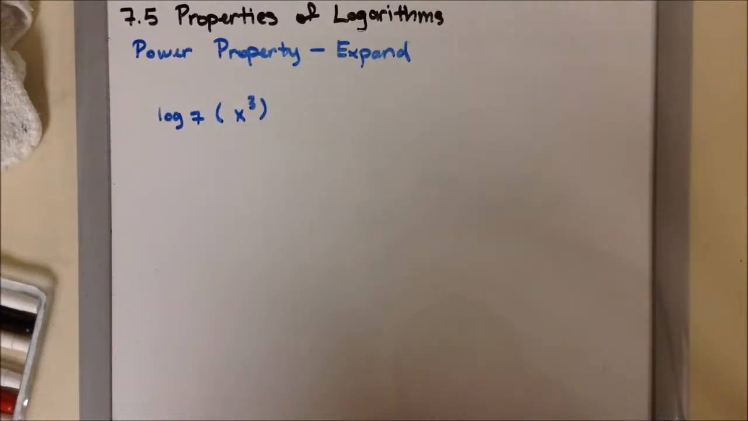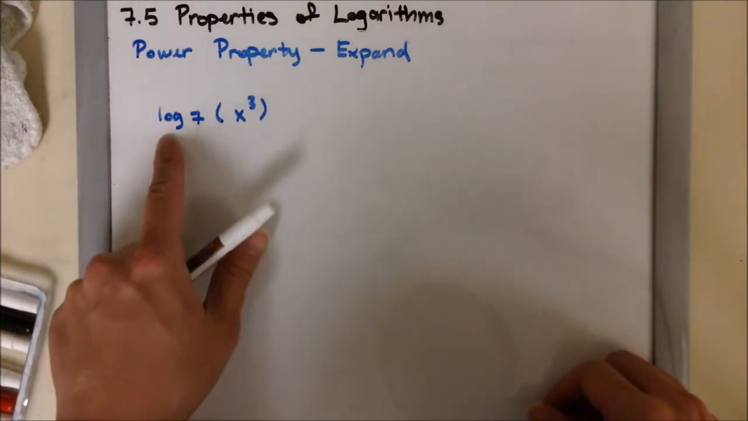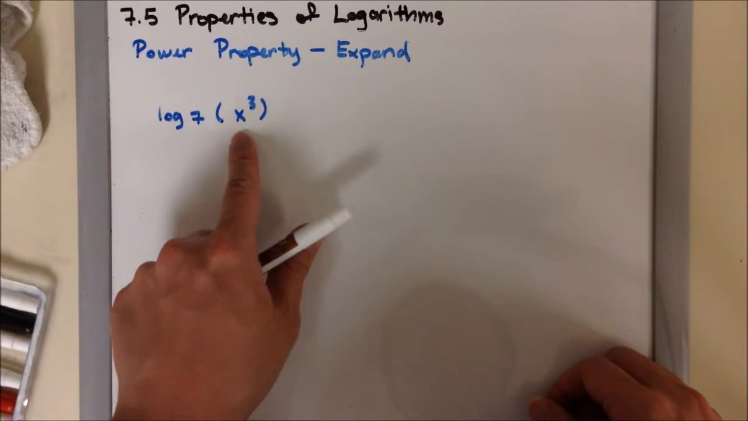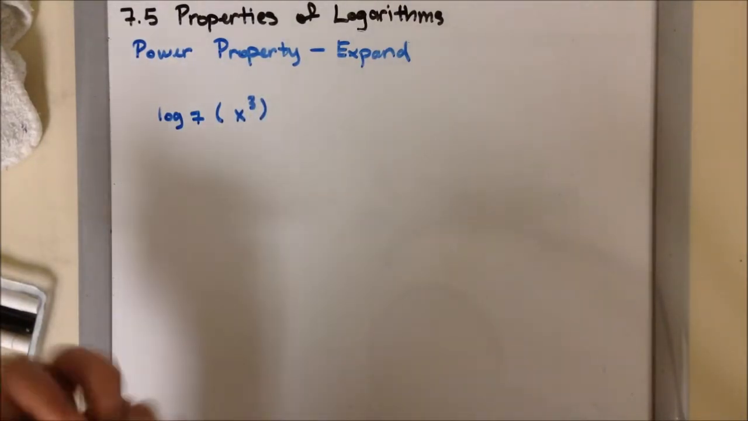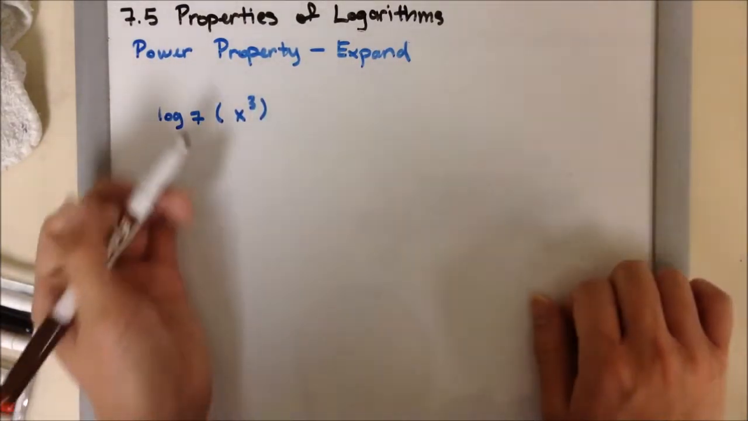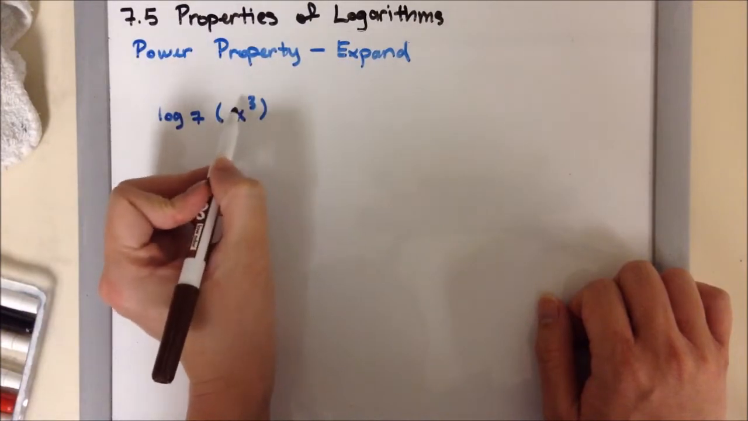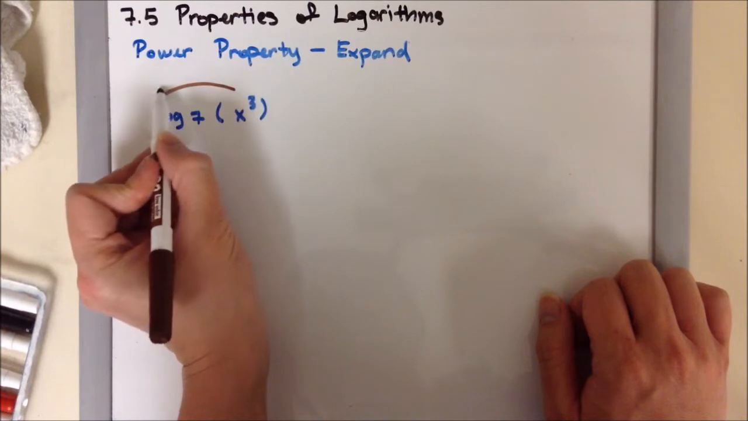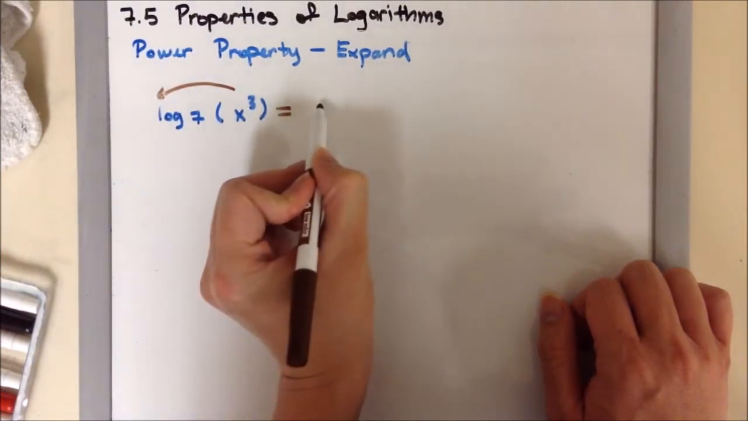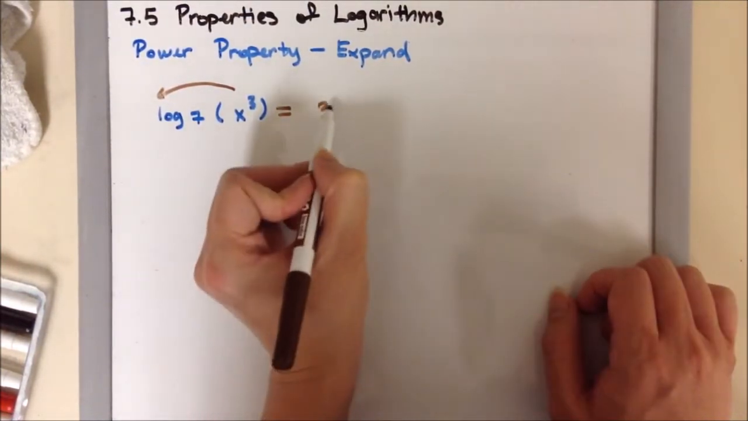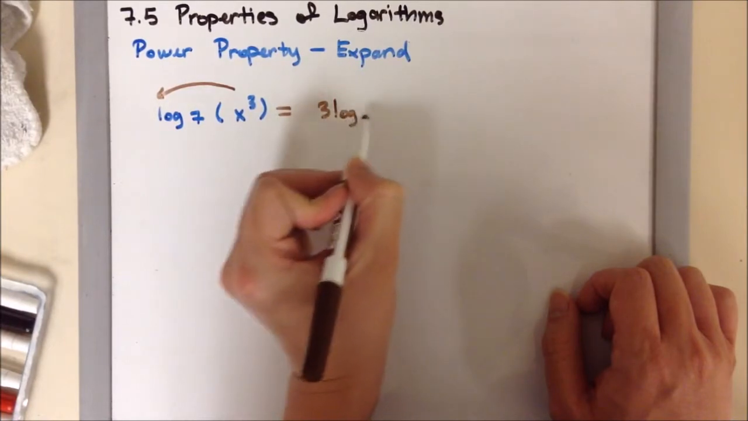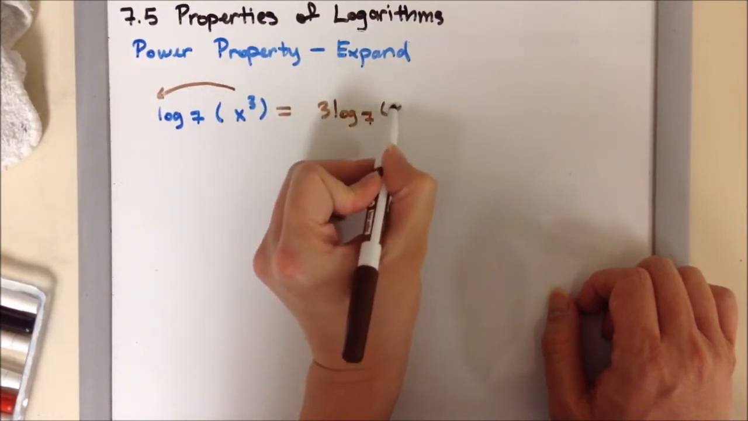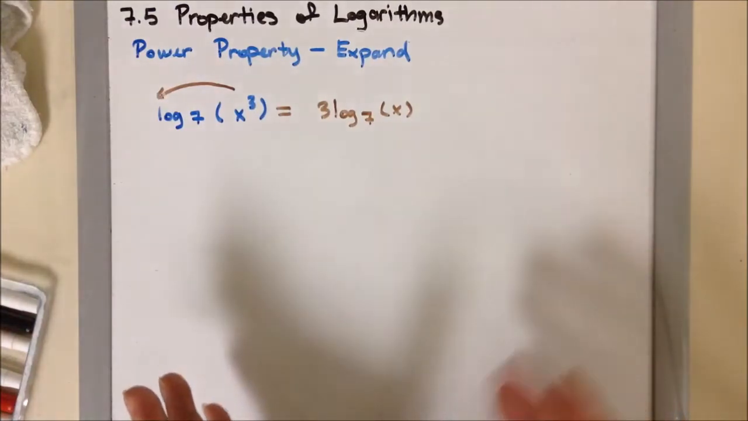So in this part, we're going to talk about the power property and the expanding part. So let's take an example we have: log base 7 of x to the third power. So if we were to expand, since the x has the exponent of 3, what we can do is rewrite it by moving the 3 in front of the log. So it's going to be 3, regular size number, log base 7, and then just x. And then that's all you have to do.